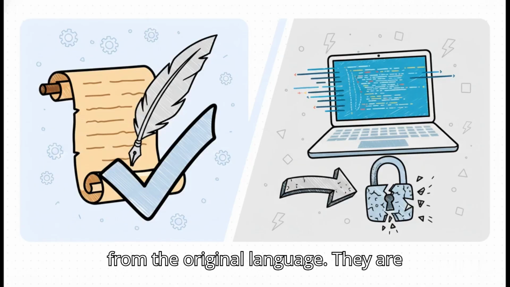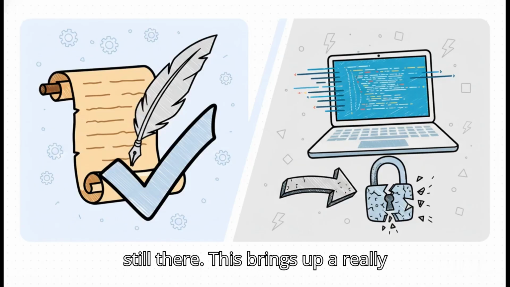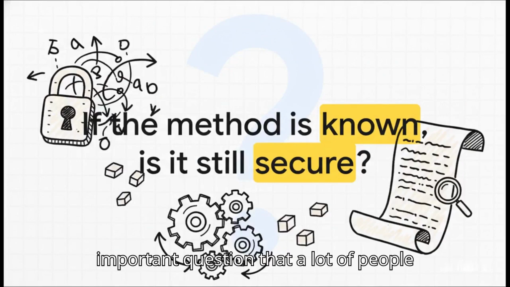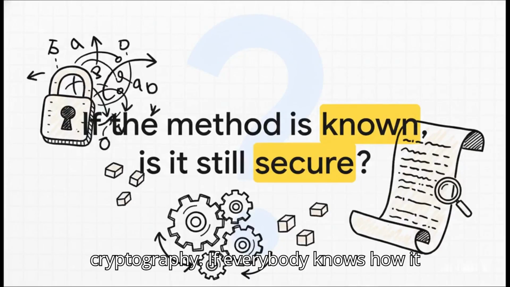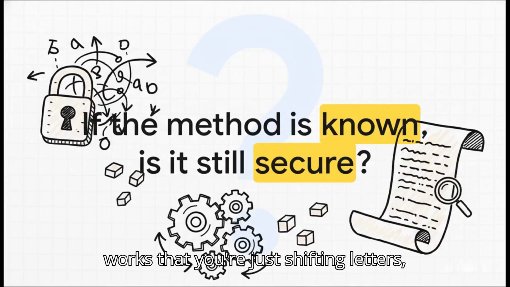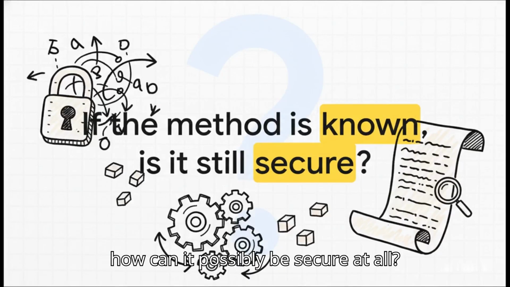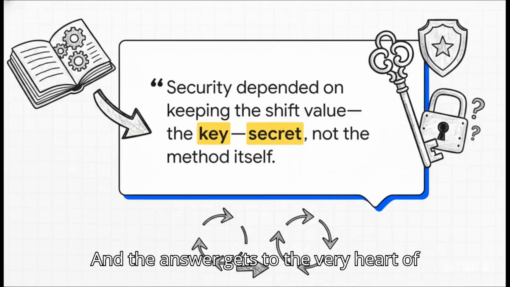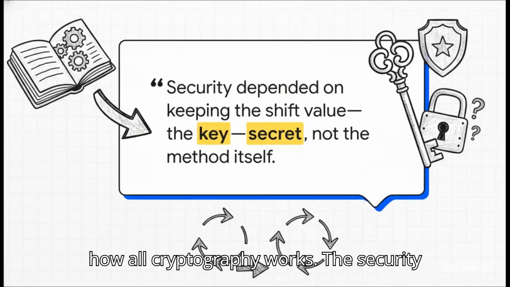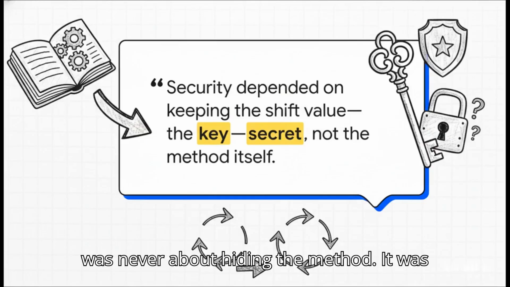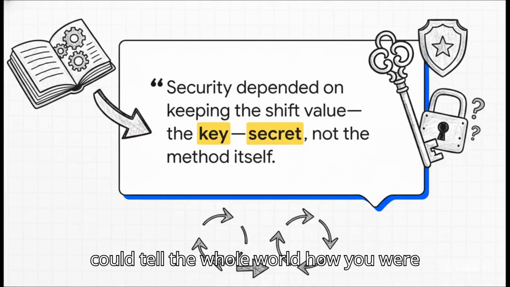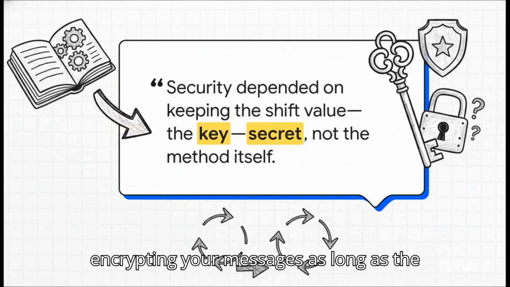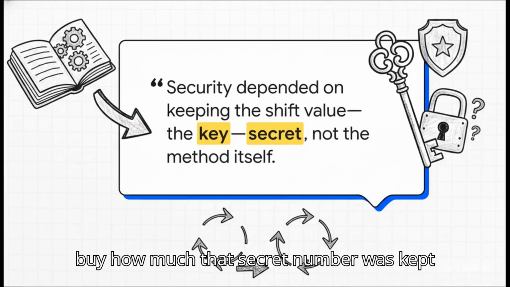Plus, all the letter patterns from the original language, they're still there. This brings up a really important question that a lot of people have when they first learn about cryptography. If everybody knows how it works, that you're just shifting letters, how can it possibly be secure at all? And the answer gets to the very heart of how all cryptography works. The security was never about hiding the method. It was always about hiding the key. You could tell the whole world how you were encrypting your messages, as long as the by how much, that secret number was kept private.